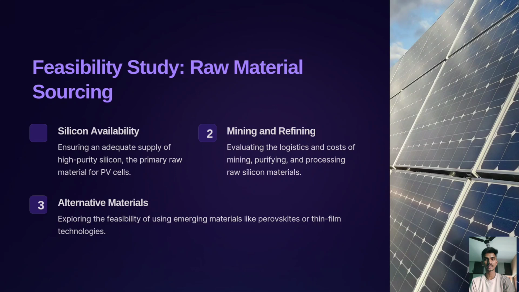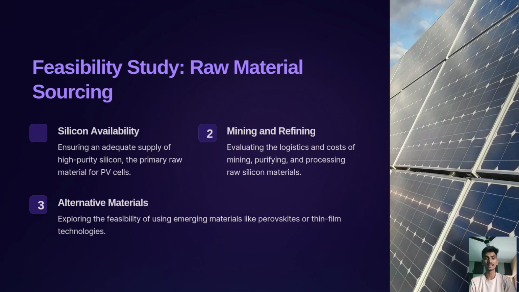Now I am discussing feasibility studies of raw material sourcing. In that there are three types. One is silicon availability, mining and refining, and alternative materials. In silicon availability, ensuring an adequate supply of high purity silicon, the primary raw material for photovoltaic cells.